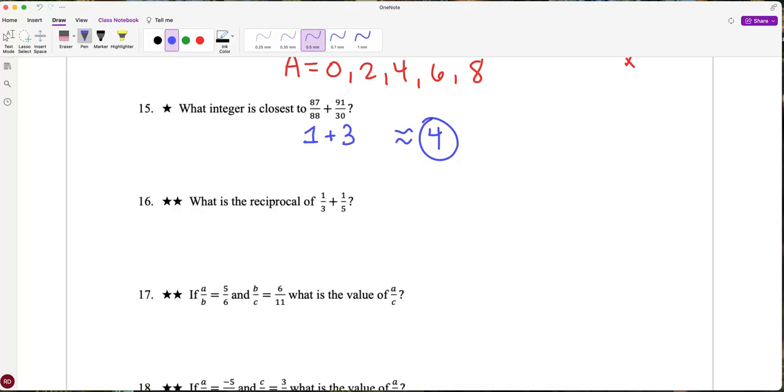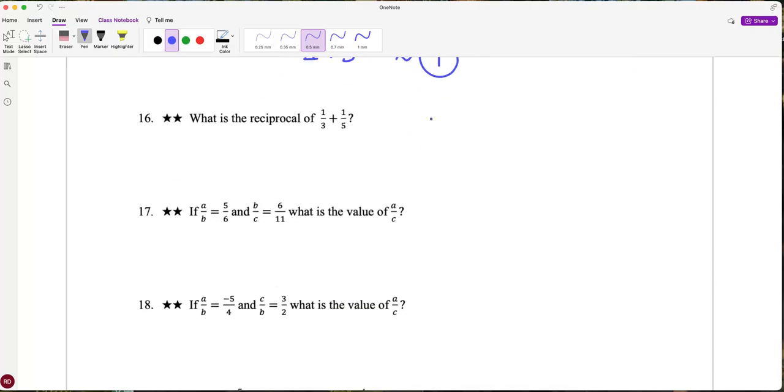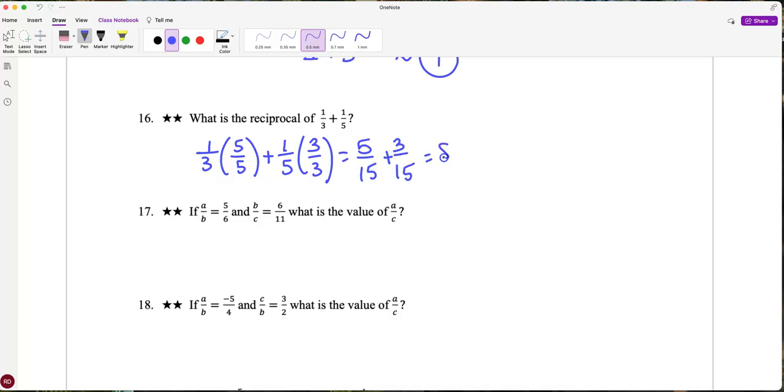What is the reciprocal of 1/3 plus 1/5? Common denominator is 15. So 1/3 plus 1/5 is going to be 5/15 plus 3/15, which is 8/15. And then I need the reciprocal of that. The reciprocal is 15 over 8.